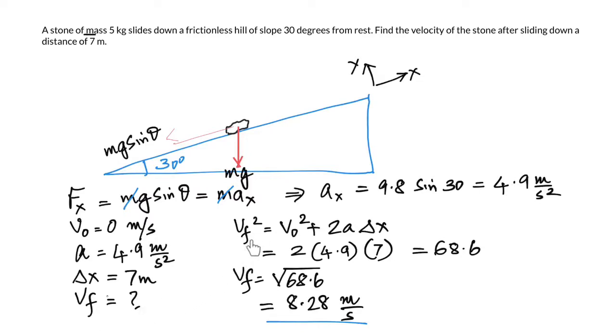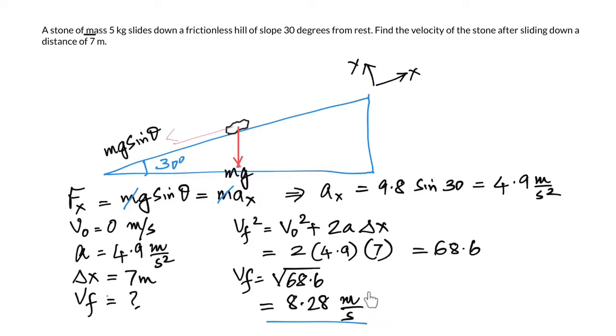Using the kinematics equation, Vf squared is equal to V naught squared plus 2a delta x. V naught is 0, so I have not written that term. And then you have 2 times 4.9 times 7, which gives 68.6. That is Vf squared. And so when you find the velocity, you got to take the square root of that, and you get it as 8.28 meters per second.